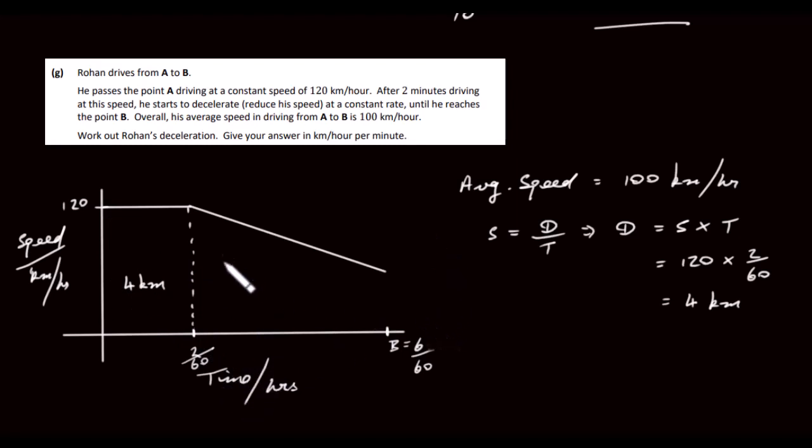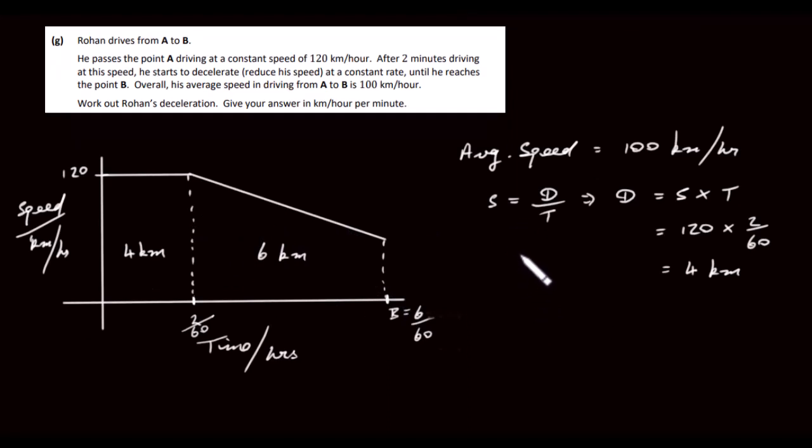So let's have a look at this part of the graph here now. So we're going to look at the distance traveled decelerating, we know is going to be 6 kilometers. This has to be 6 kilometers, as it's 10 kilometers in total. So in other words, if you like, the area underneath this part of the graph here is going to be 6 kilometers. So let's have a look and see what we can do with that.